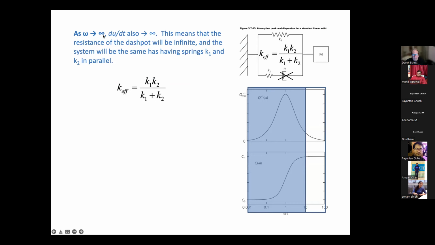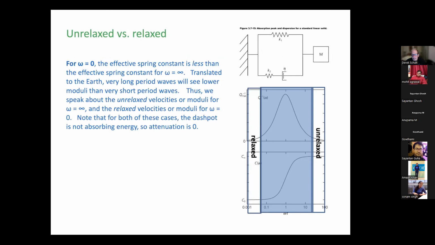As omega goes to infinity, then this dashpot basically becomes fixed. It offers infinite resistance. And so we basically have K1 and K2 in parallel, and that produces an effective spring constant of K sub 1, K sub 2 over K1 plus K2. Again, we have very little energy loss, but here the velocity at which waves travel is going to be higher because we have a higher spring constant. Then finally, for the middle, we have something in between.